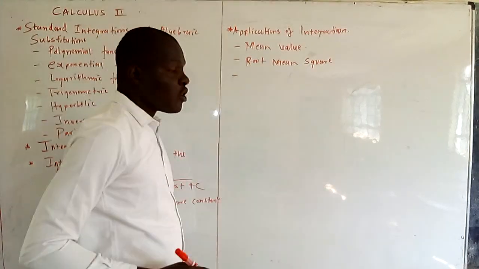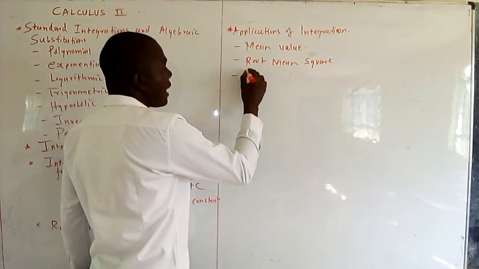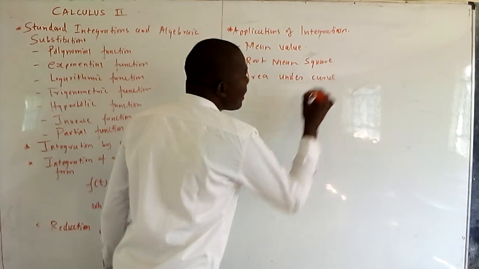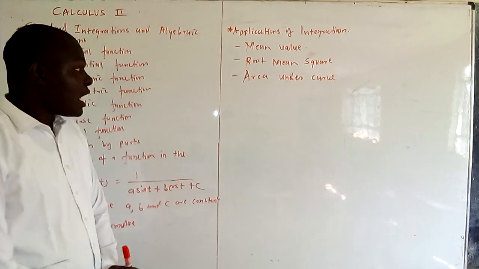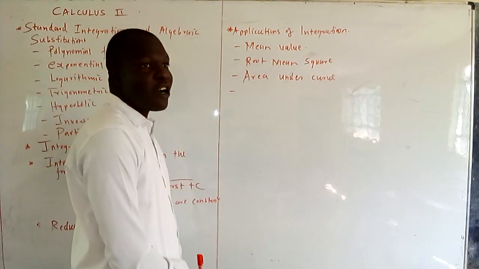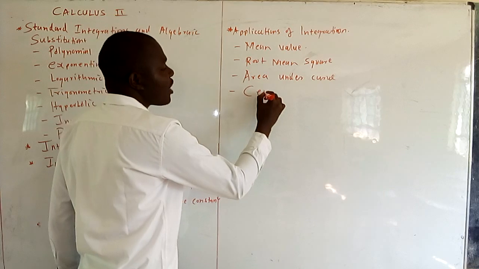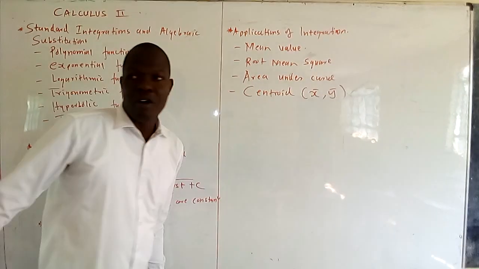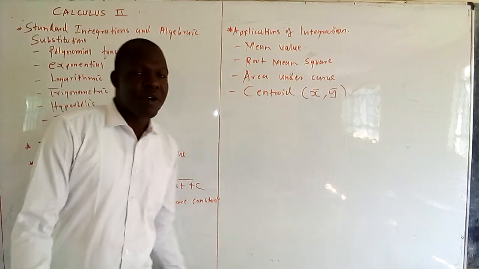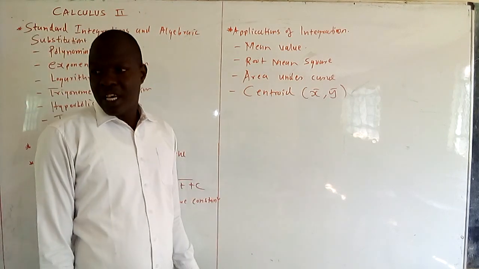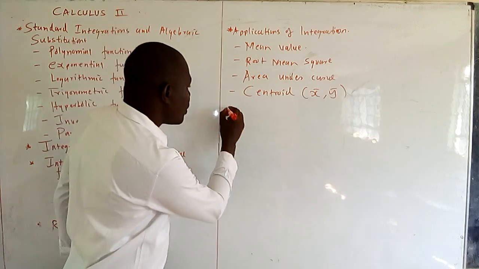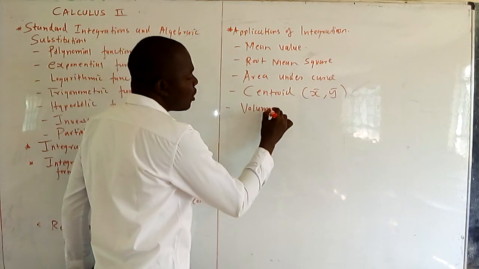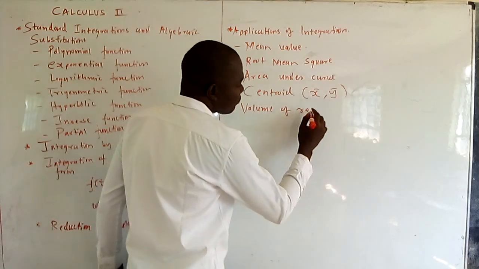Then from there, we shall talk about area under the curve. How do we determine the area under the curve? After seeing that, we shall talk about the centroid. How do we determine the centroid of an area bounded by maybe 2 curves, 3, 4? You see, in such cases. Then after seeing how to determine the centroid, we shall see how we determine the volume of revolution.